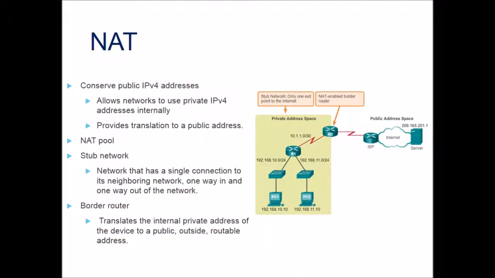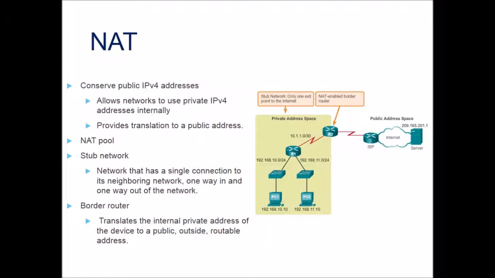NAT-enabled routers can be configured with several valid public IPv4 addresses, which are known as the NAT pool. When an internal device sends traffic out of the network, the router translates the internal IPv4 address to a public address from the NAT pool. To outside devices, all traffic that enters and exits the network seems to have a public IPv4 address from the pool.